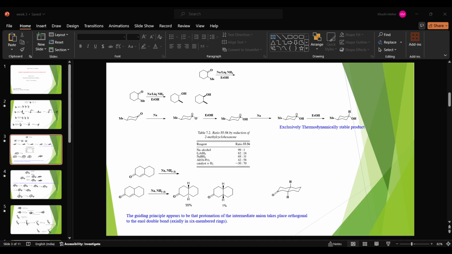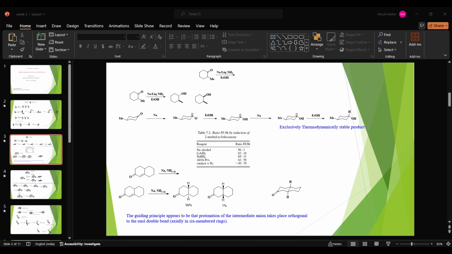Okay, in this case, particularly, we will get a ratio. You see, this is the ratio if you use a different kind of reducing agent on that keto compound. If you use sodium and alcohol, you will get exclusively the thermodynamically stable product, in the ratio of 99 to 1.